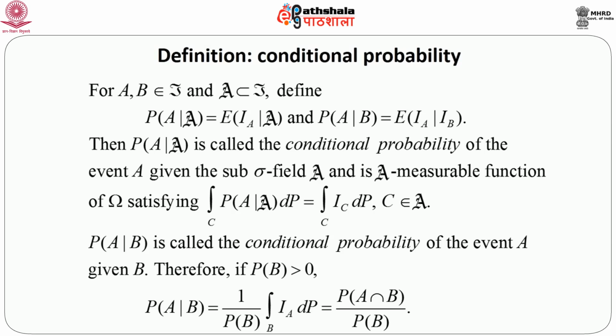Therefore, if probability of B is greater than 0, from the previous slide we can immediately write the probability of A given B equals 1 by probability of B times the integral over B of I_A dP, because we have defined this in terms of the expectation of indicator functions, which equals probability of A intersection B divided by probability of B. So now we have seen that this is the definition that we know for conditional probability, but we need some mathematical sophistication to come to this definition.